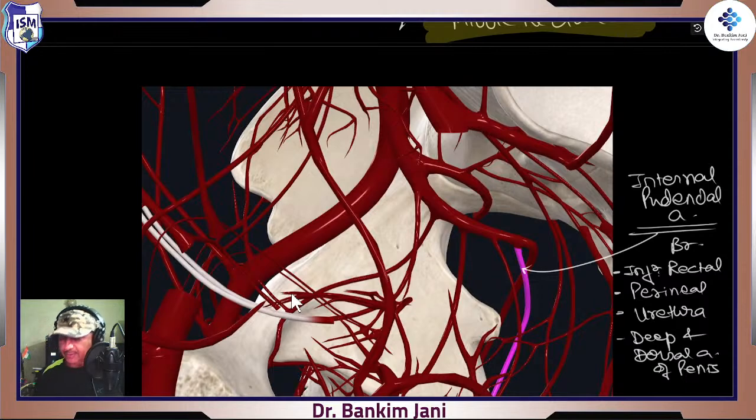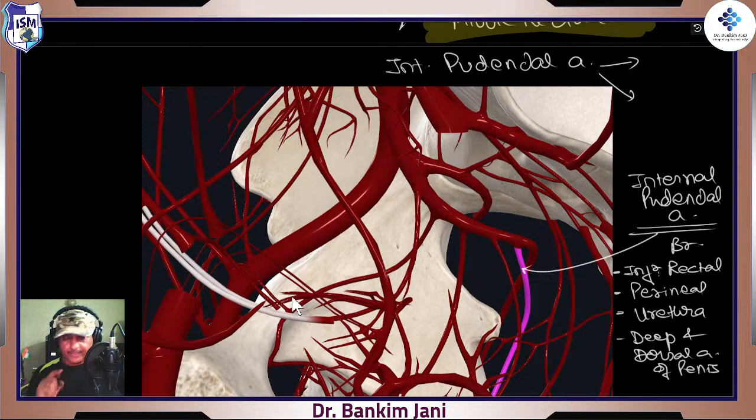That's why this artery is very vital, because it supplies the perineum plus the external genitals. So we are talking about this internal pudendal. And the keywords which you will carry are these two: it supplies the perineum, and second, the external genitals.